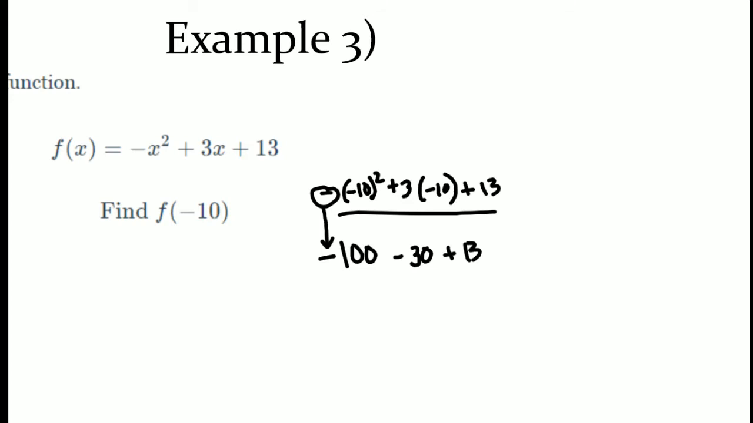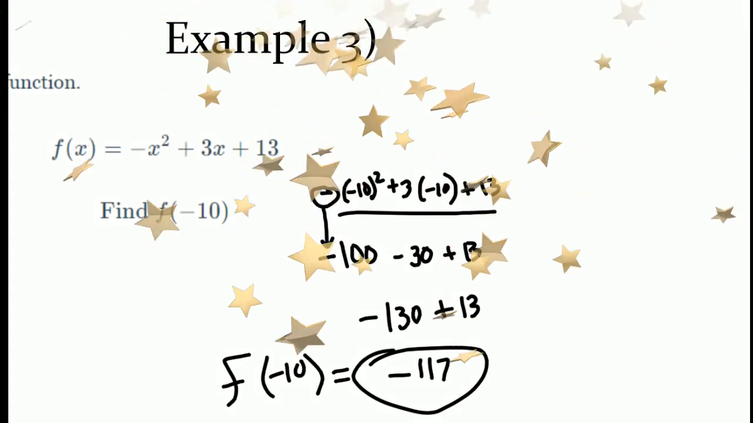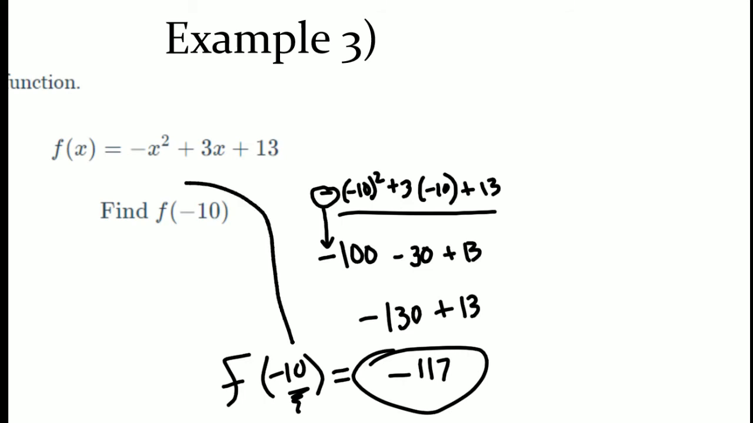From here, we're just going to do some math. -100 minus 30 becomes -130. And then -130 plus 13, going in order from left to right, gives us -117. -117 is our answer. So what we say is f of -10 equals -117. Just like that, we take what's inside the parentheses, we substitute it in everywhere we see x, not just once, but everywhere we see x, and then we evaluate using our order of operations.